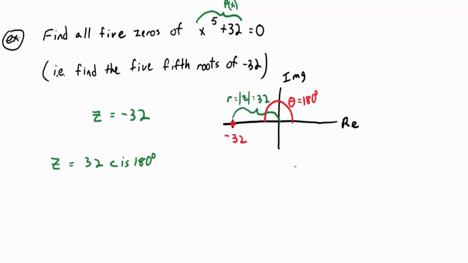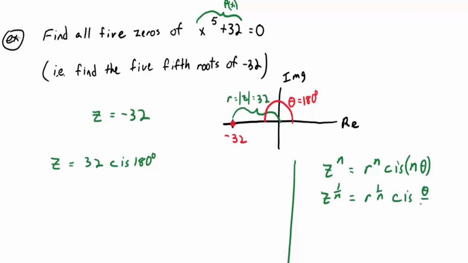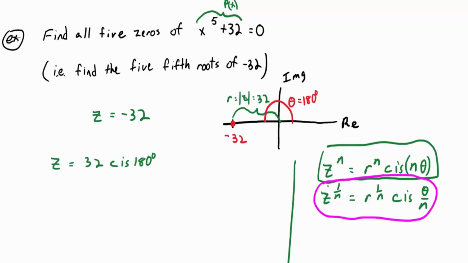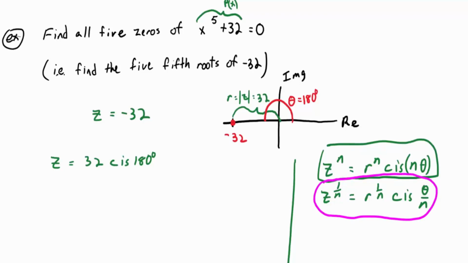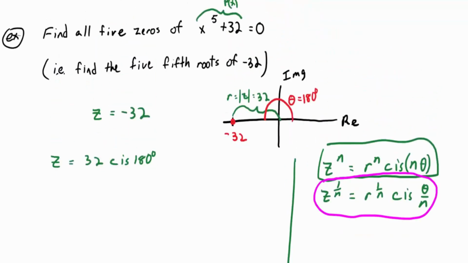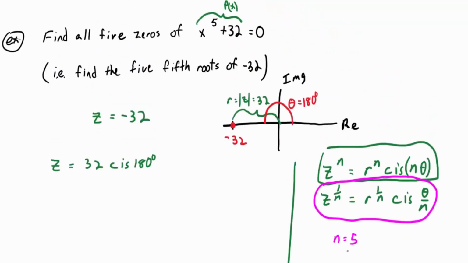Now let me show you how easy this actually is. All you need to remember is the original formula I showed you for z to the n, which is r to the n cis n times theta, the one you memorized before the last test. And then remember, I'm finding roots. So one value of z to the 1 over n, so one value of the nth root of z, is r to the 1 over n cis theta over n. If you remember that formula from before the first test, you can derive the formula you need to find these roots. In this case, what is n? It's the fifth root, so n is 5.